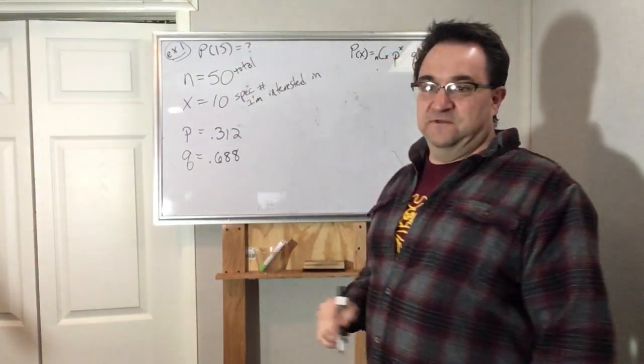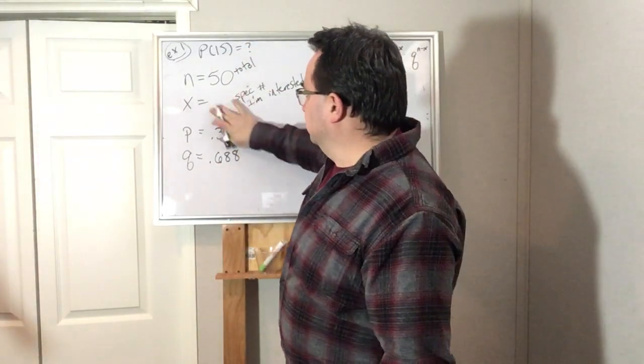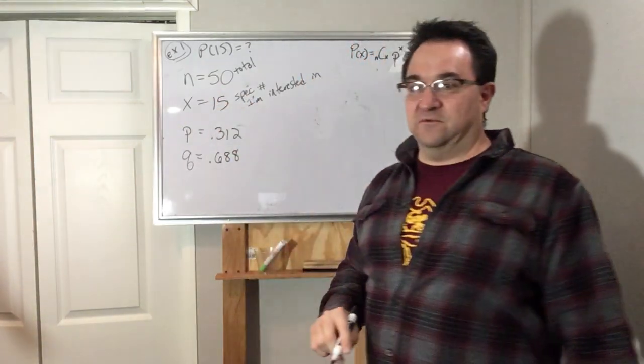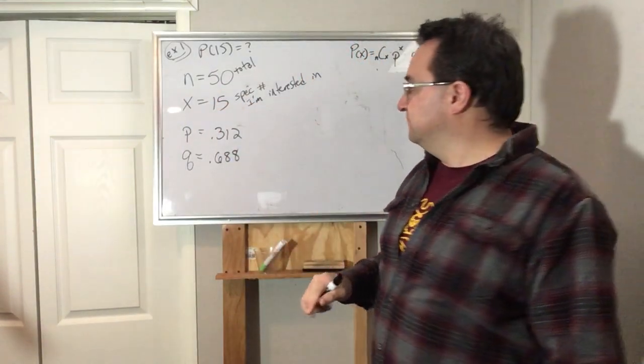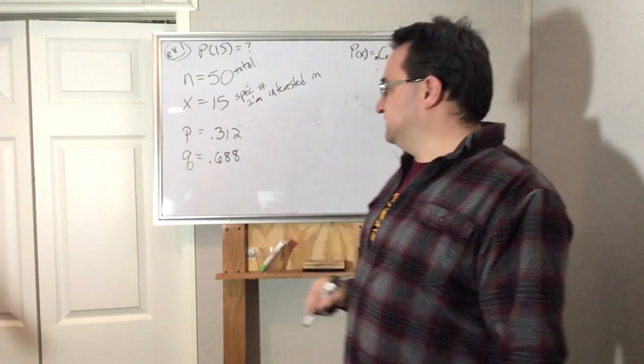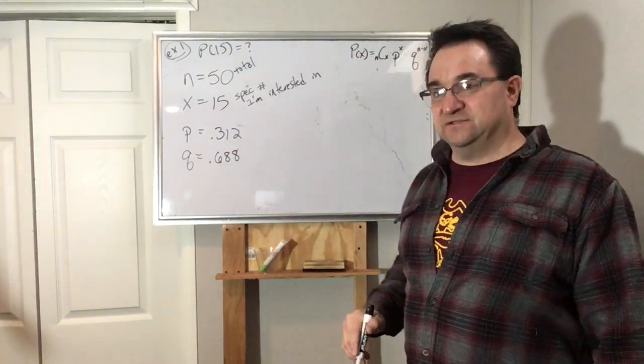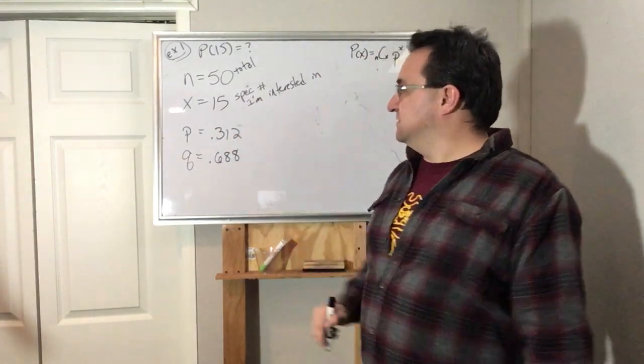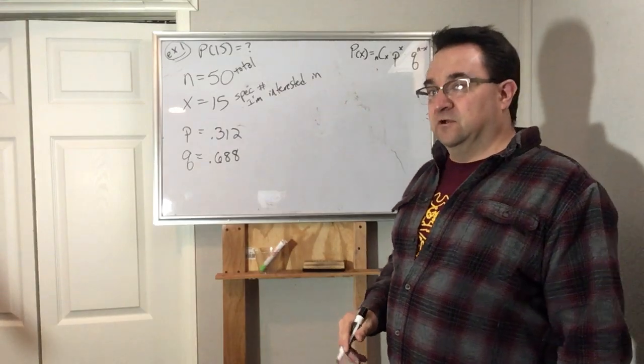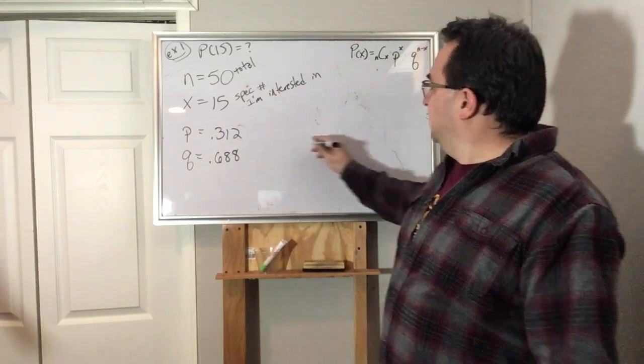I still asked 50 people. Now I want to know the probability that 15 of them like blue the best instead of 10. And these are still the same. It's still a 31% chance that they like blue the best and a 69% chance no. So how does that change my equation?